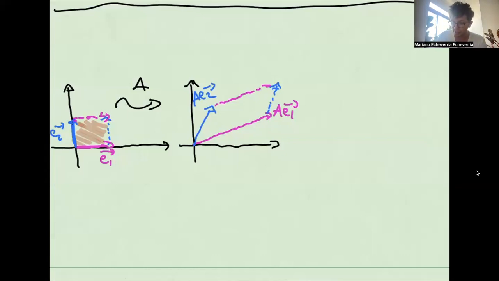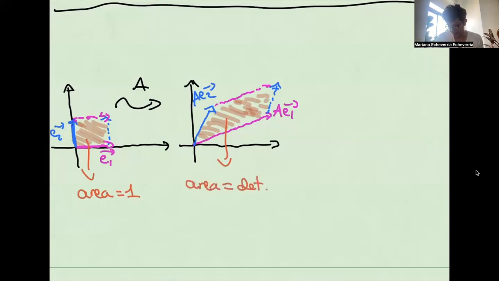And this new parallelogram has an area. The unit square has area 1. I'm assuming here that all the determinants are positive, so that the picture is completely accurate. But that's fine. It is true in this picture. So the area of this parallelogram is the determinant of A. Okay, and now here comes the cool thing.